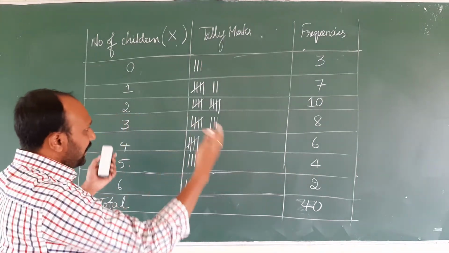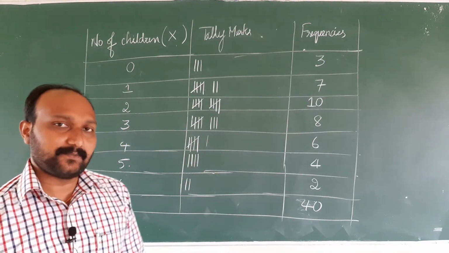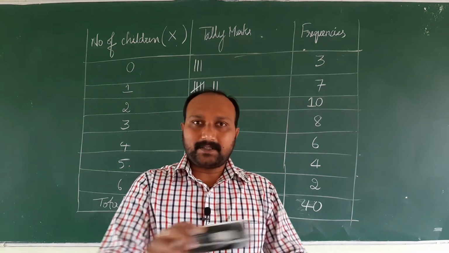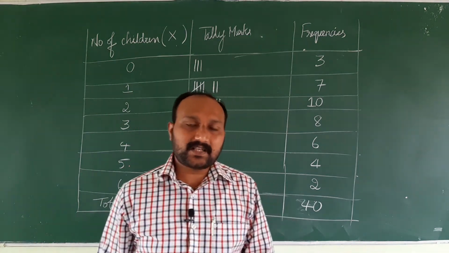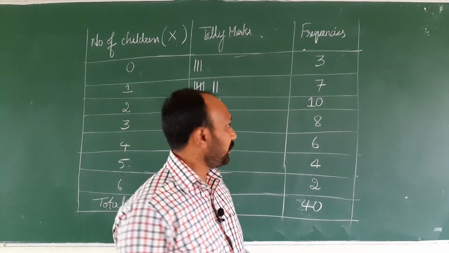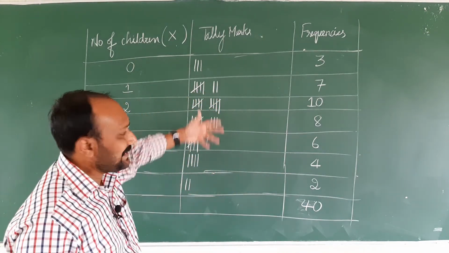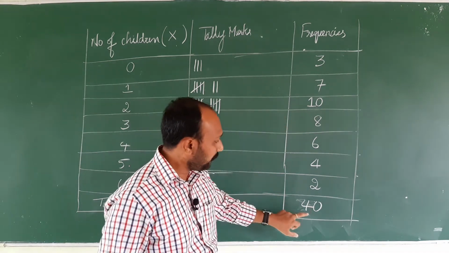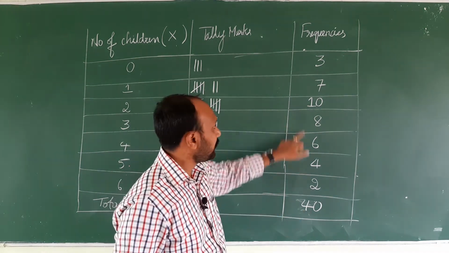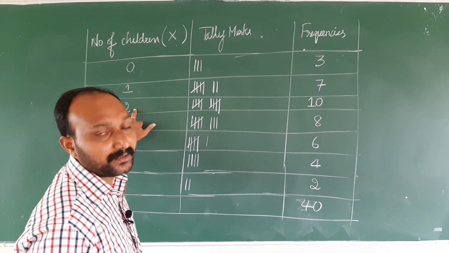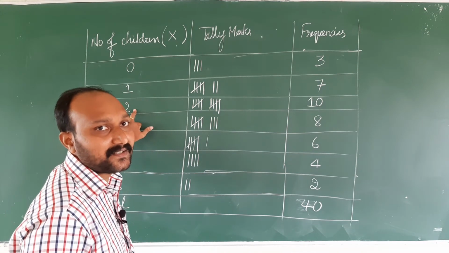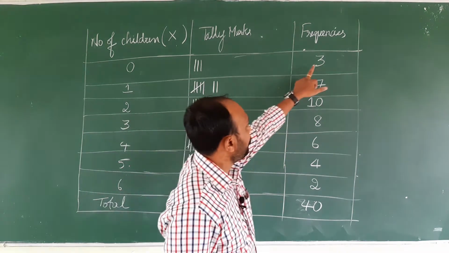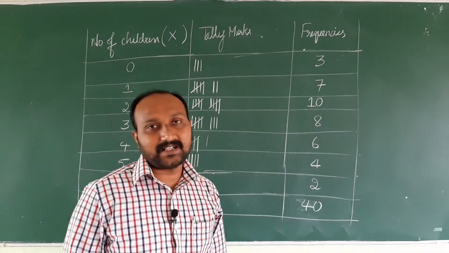So this is how we represent a frequency distribution table. If the data is kept scattered, then you cannot take a decision or analyze the data. Now we can easily analyze the data. We can say that there are 10 families out of 40 families having 2 children per family. What is the number of families having no child? There are 3 families having no child.